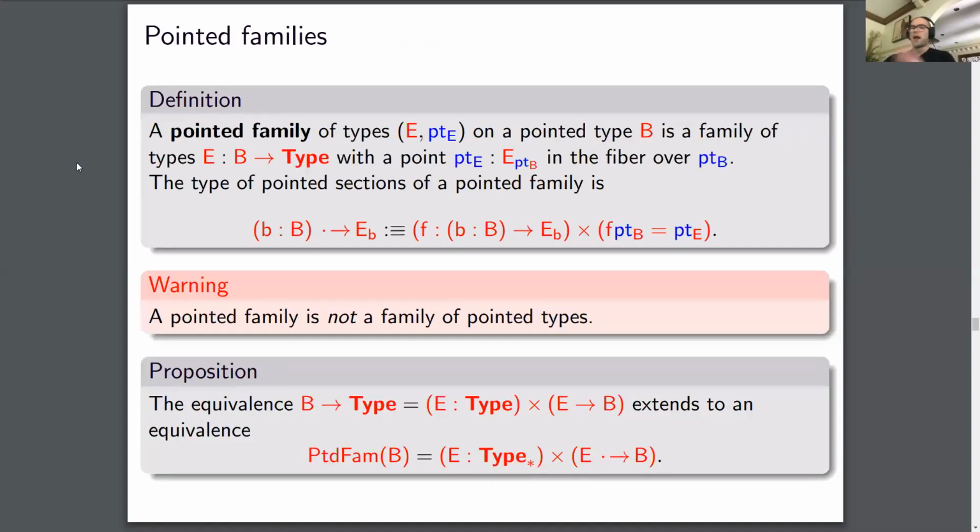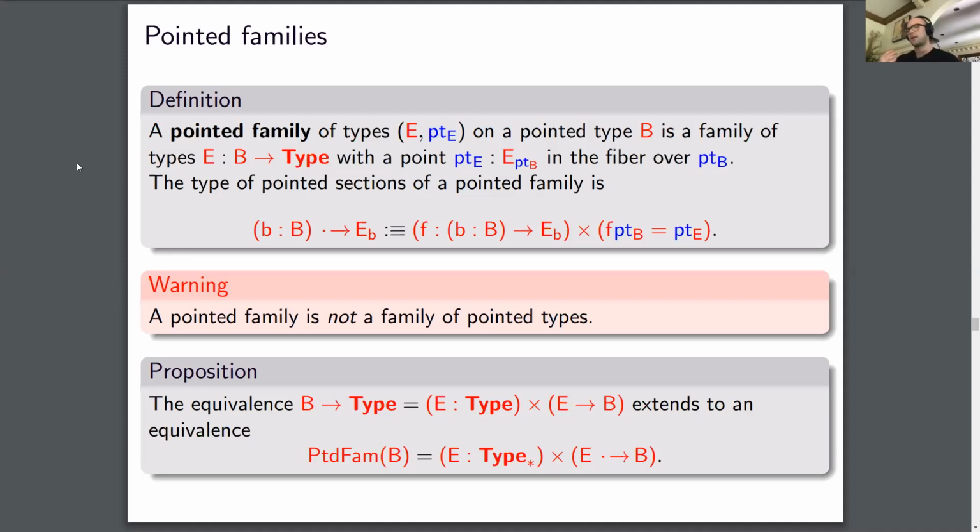Okay, so I need a little definition here. A lot of the actual work here is just a bunch of lemmas concerning these pointed families. So a pointed family on a pointed type is a type family on the underlying type of that pointed type, together with a point in the fiber over the base point. And so the type of pointed sections, which I write with this dot arrow here, consists of a section together with a pointing. So it's just an equality of the base point.